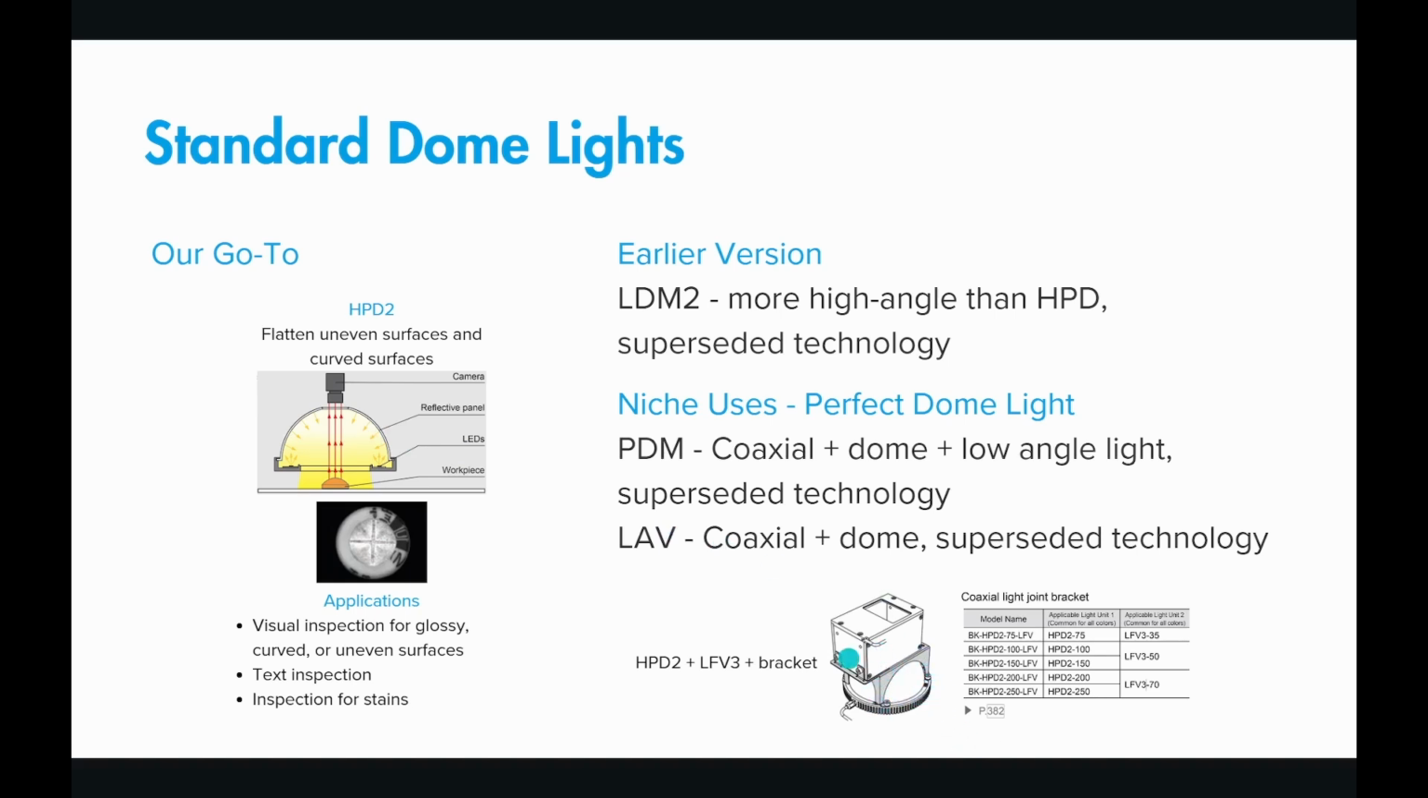We sell a bracket and a coaxial light that goes with it. So if you're using the HPD2 100, you would buy the LFV 350 and then the HPD2 100 LFV bracket, and that goes together. The point of that is, on some really reflective samples, the camera hole that the dome light has for the camera to look through can cause a dark circle in the sample. If you put a coaxial light there, you're essentially illuminating light through that dark circle and removing it. This holds it all together in a nice, unique way. These are superseded by the light and bracket, and you get better results using this than you would with the PDM.